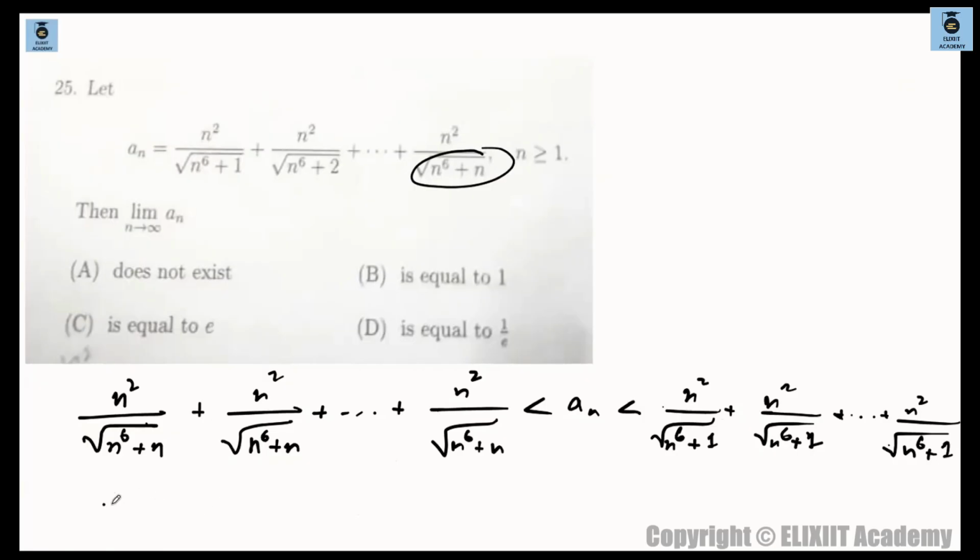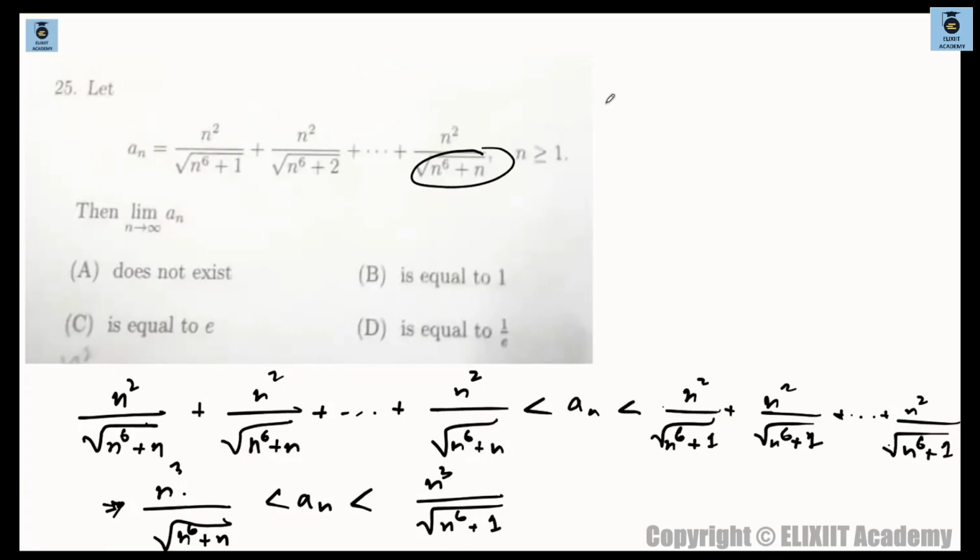Okay. So what will this give? How many terms have we taken? Total n terms are there. So n times of this thing. So this will become n cube upon square root n to the power of 6 plus n less than a_n less than n cube upon square root n to the power of 6 plus 1. So next you simply take the limits on all three sides.